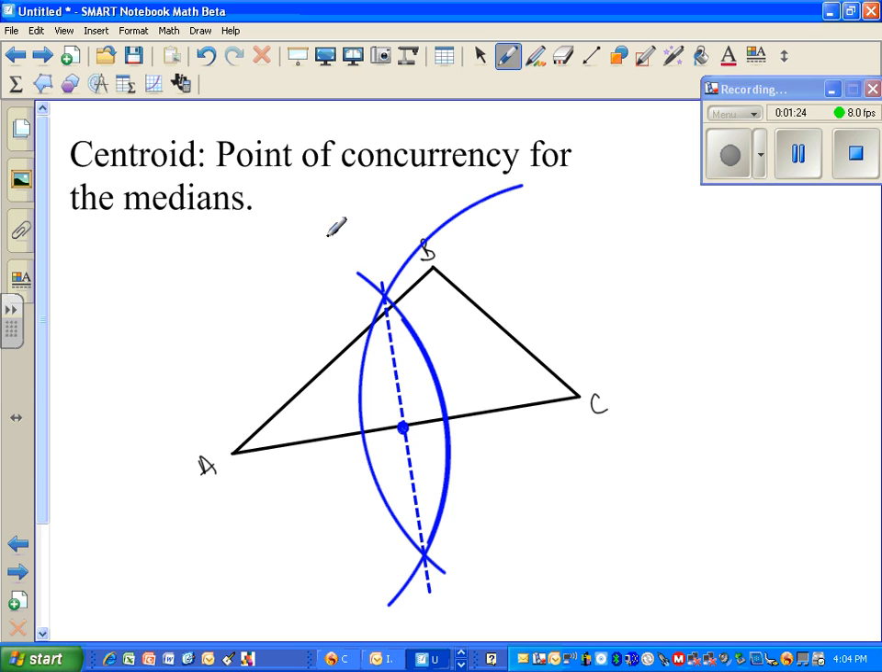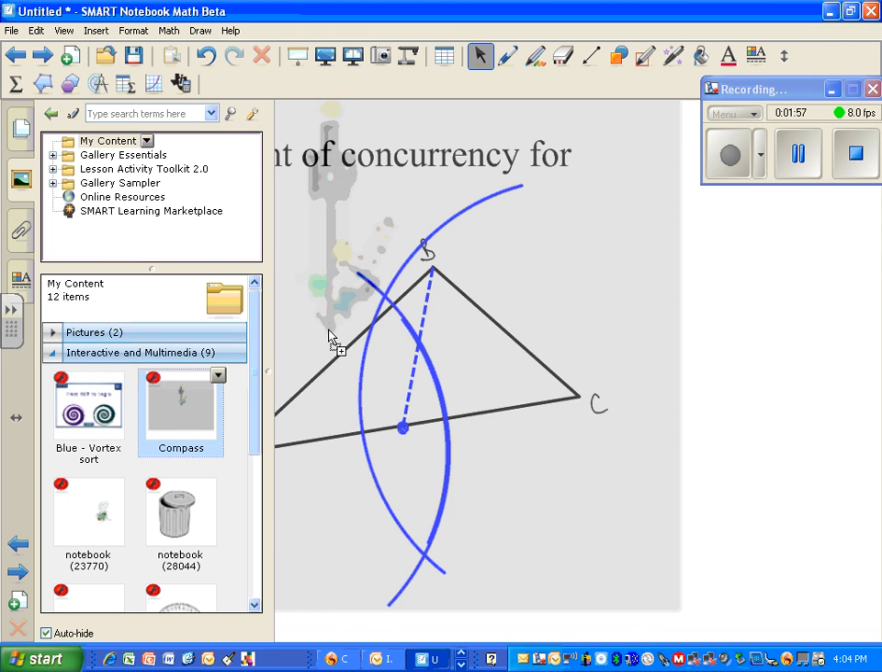Okay, so I'm going to pivot from B and go to that midpoint. Okay, that's my median. So what I'm going to do for simplicity's sake is I'm going to go ahead and get rid of the line that's the perpendicular bisector because we've already marked the midpoint. So I've gone from B to my midpoint. This is my centroid.